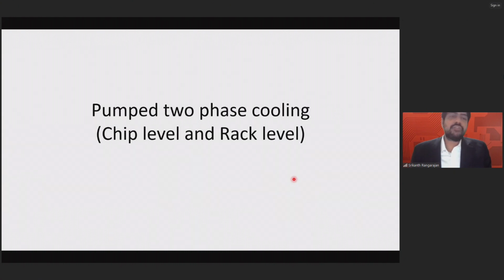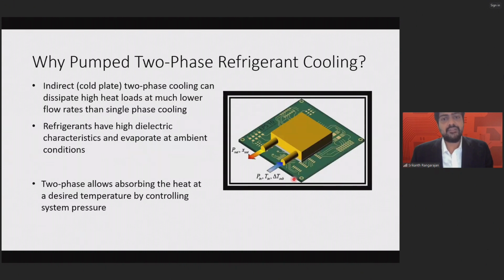And the next research that we are trying to do in our center is pumped two-phase cooling at the chip level and rack level. So pumped two-phase cooling today is very attractive because, as I was mentioning in my previous slides, air and liquid cooling are reaching their limits, which means we have to really go for the next generation two-phase pumped cooling.